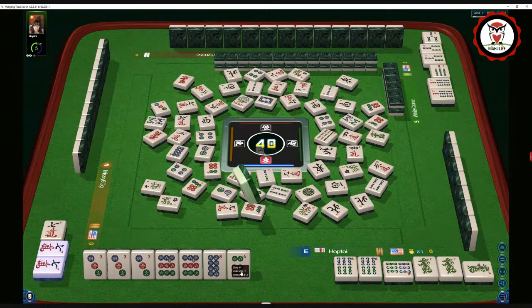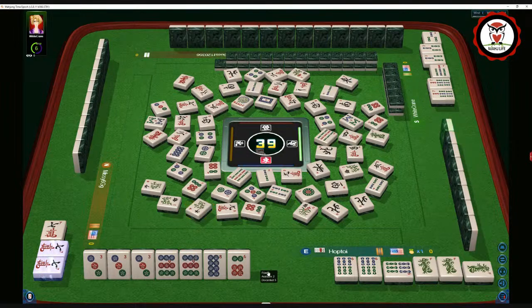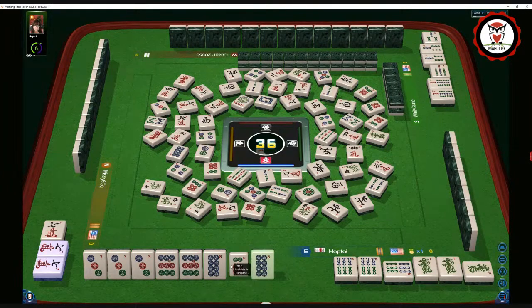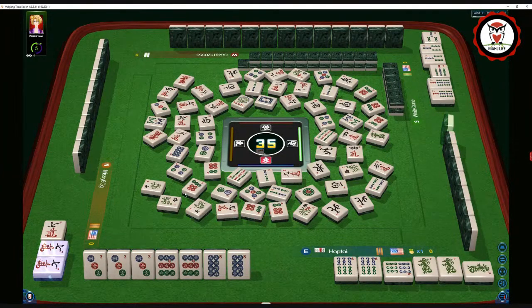8 bamboos. Oh, flower, no. Flower. Why do they come when we don't need them? 7 dots. 5 dots. Yeah, there they go. 4 characters. Okay, we need a 7 crack here. 9 dot would be nice. Oh, 8 dot. 6 dots. All right, 8 dot was just thrown a bit ago. Maybe 5 or 2 dots. 3 rounds ago. It should be safe. 4 bamboos. We'll discard this next.